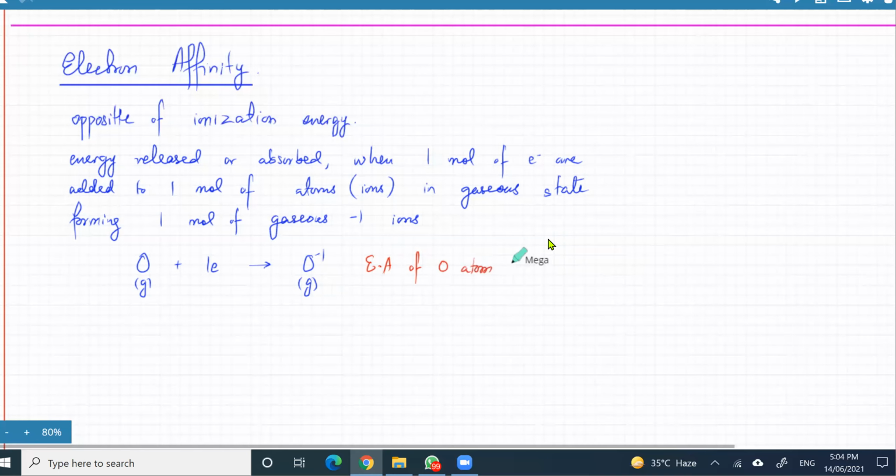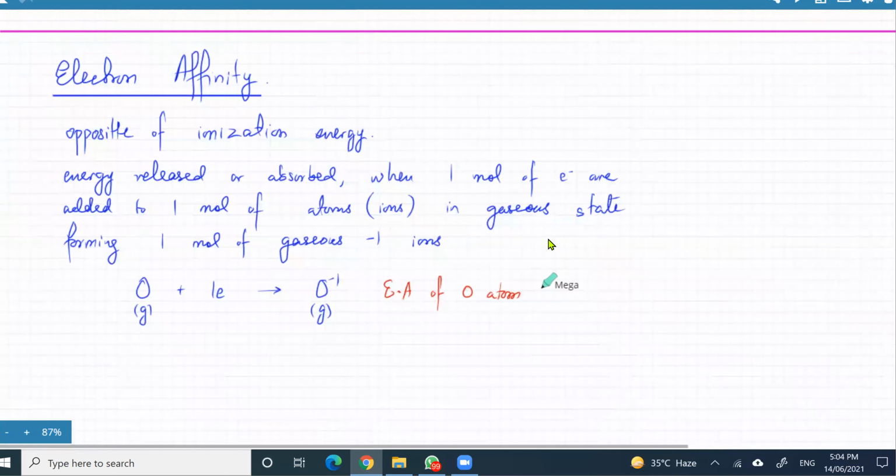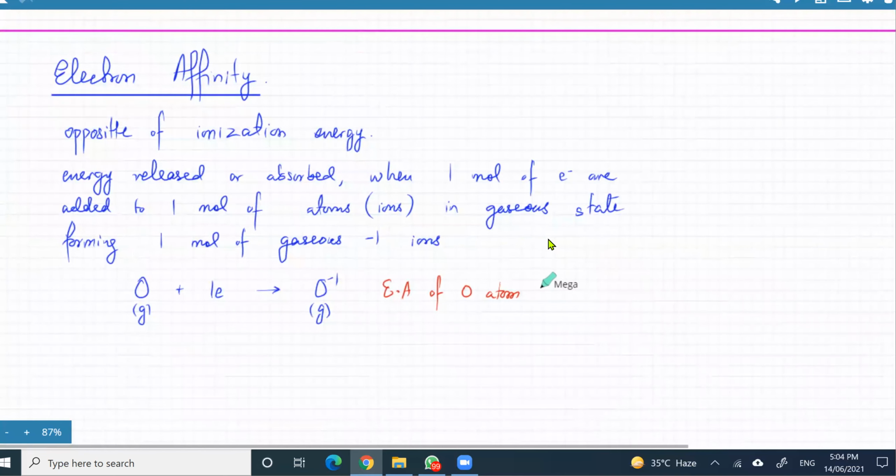I said the difference between ionization energies is that you talk about first and second and third and fourth. In electron affinity, you state electron affinities by talking about who's gaining electrons. So this is the electron affinity of the oxygen atom. This is not known as the first electron affinity. This is known as the electron affinity of the oxygen atom.